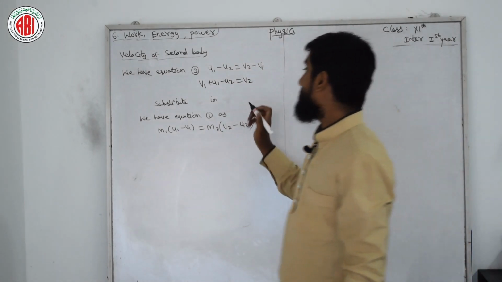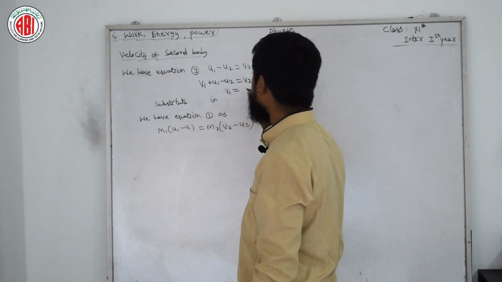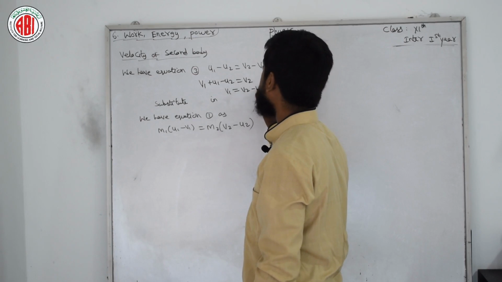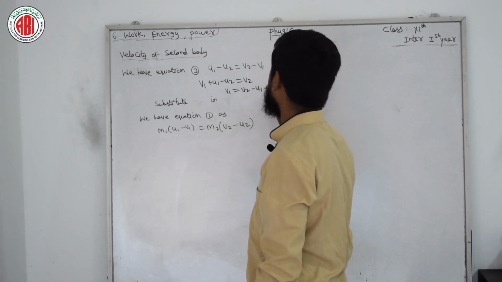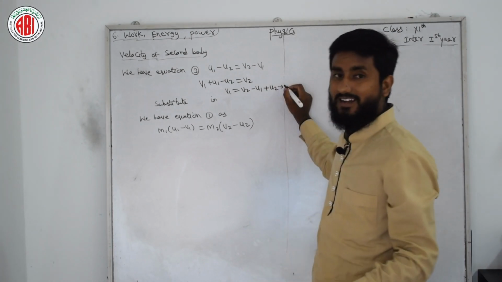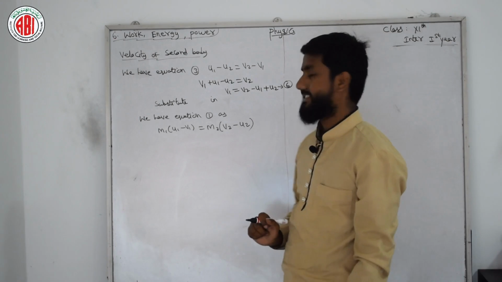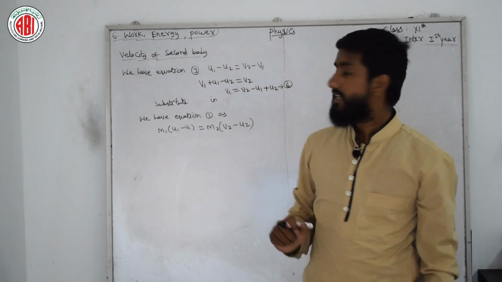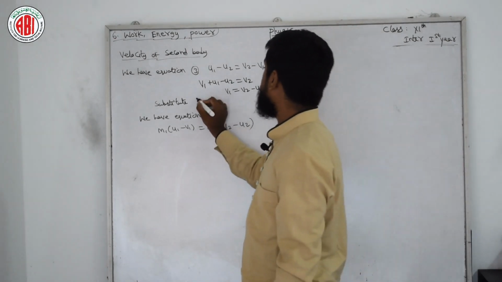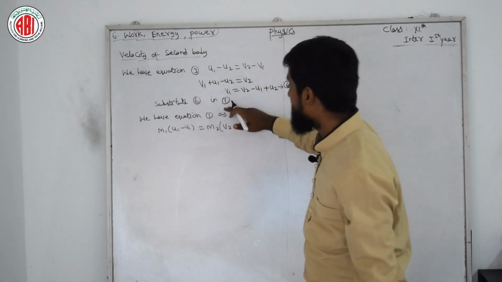So in this case what I will do, it will become like v1 is equals to v2 minus u1 plus u2, isn't it? Now I am giving this as equation number 6. Now substitute this equation 6 in equation number 1. So we have equation 1 as follows.